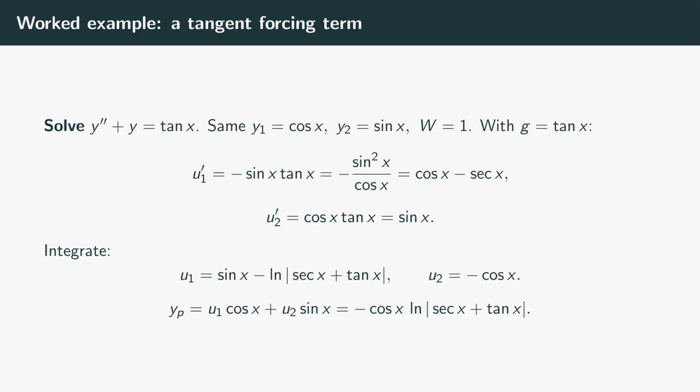Solve y double prime plus y equals tangent x. The homogeneous solutions and the Wronskian are the same as before. y1 is cosine x, y2 is sine x, and the Wronskian is 1. Now g is tangent x.